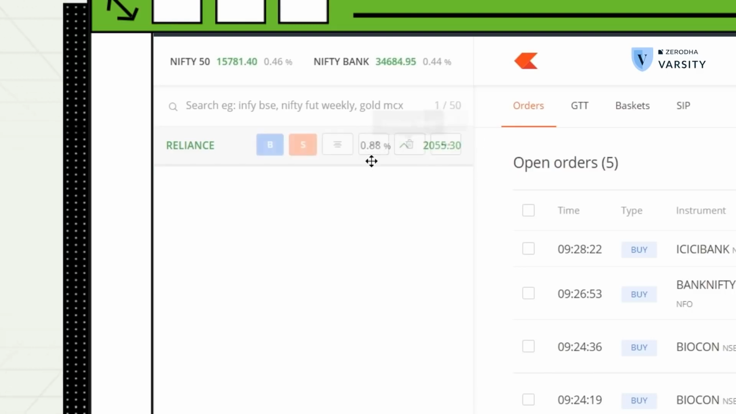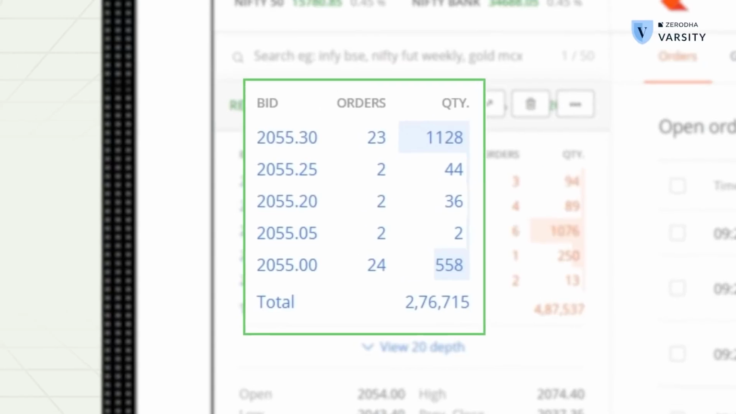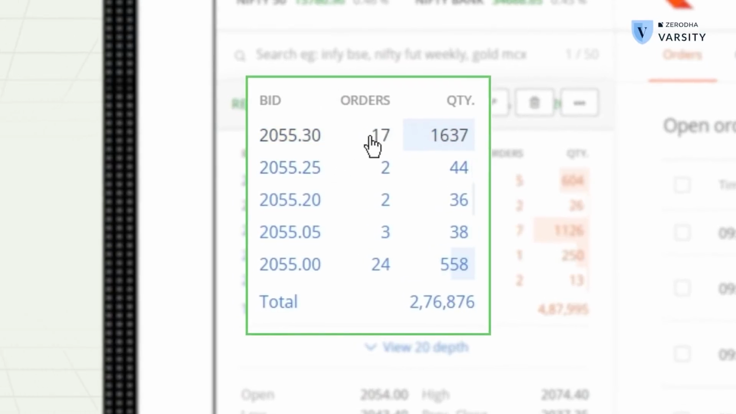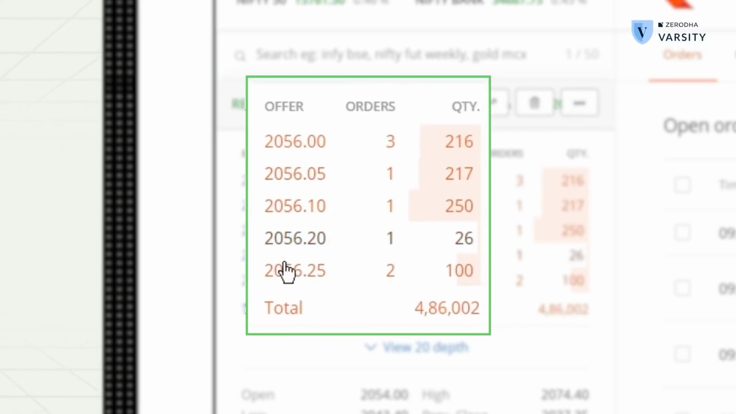I can also click on the order depth, and I can see all the bids and the offers right here. So bids are basically all the people who've placed orders to buy that stock at certain prices. Usually this is always lower than the LTP. And then you have offers on this side, which is where people have placed orders to sell Reliance. And this is always above the current LTP.